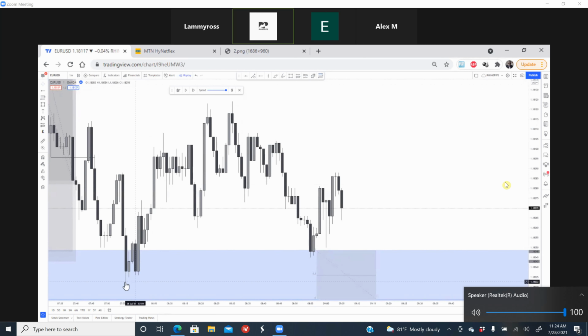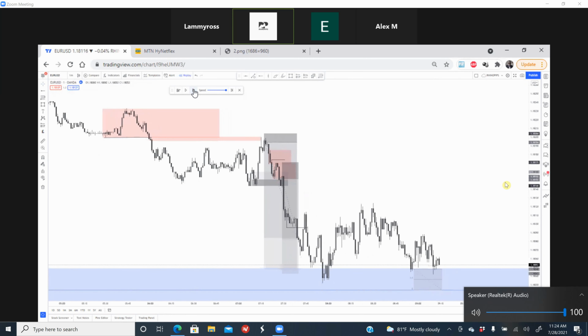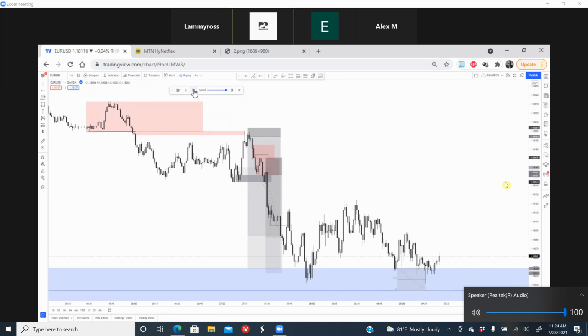Okay, it might just take out this low. It can as well penetrate into the last 50%. So anything is possible. Let's play it. I'm just going to fast forward it. Now, price is doing this. Has the low been taken out?